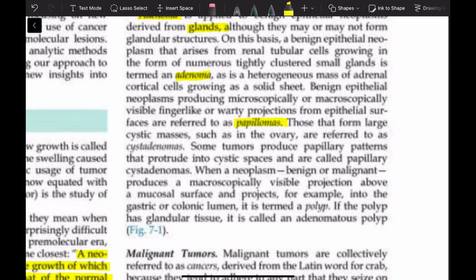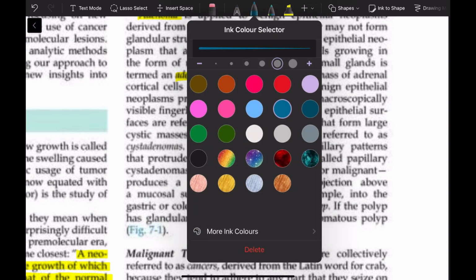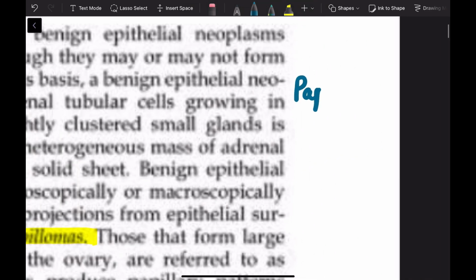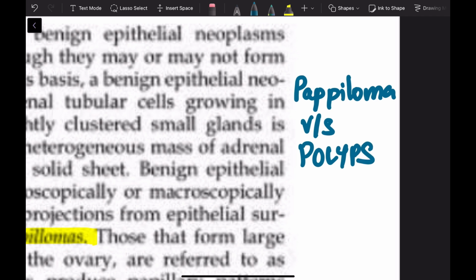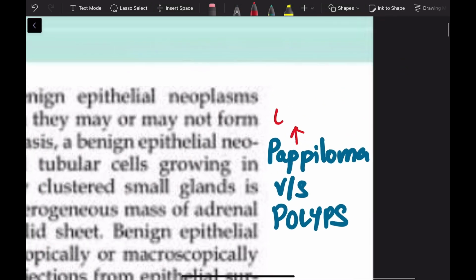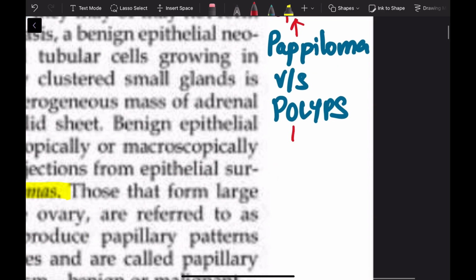See, there are two different things. Papilloma and your polyps are two different things. Okay, just a minute. See, first we have papilloma versus polyps. Something that you need to understand is that papilloma are almost always produced in your epithelial tissues. Papilloma is always epithelial, and your polyps are always present in your inner organs.